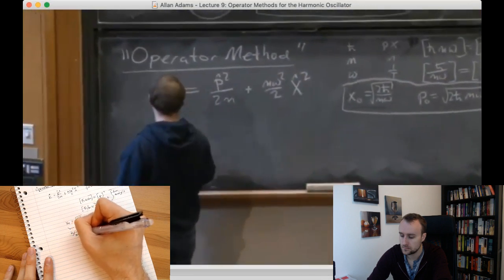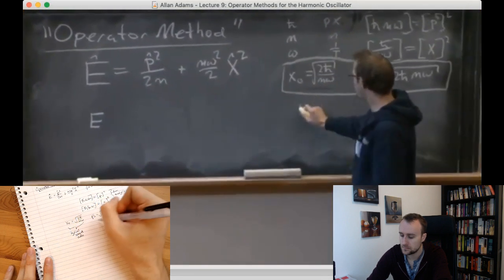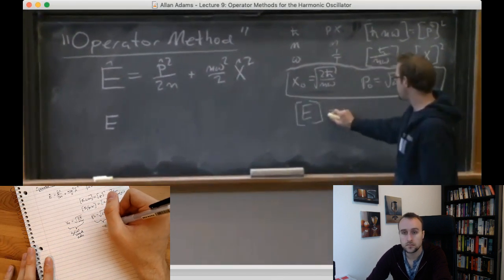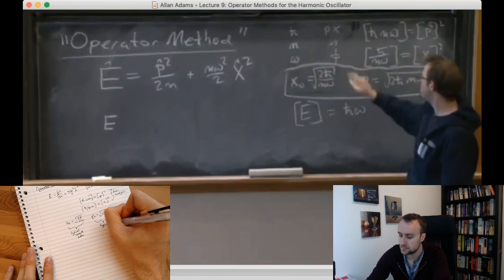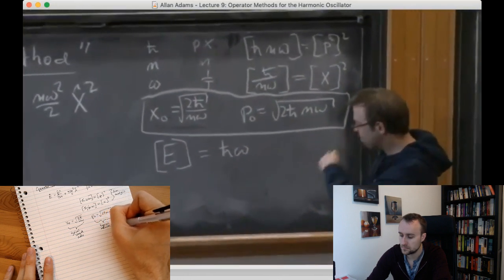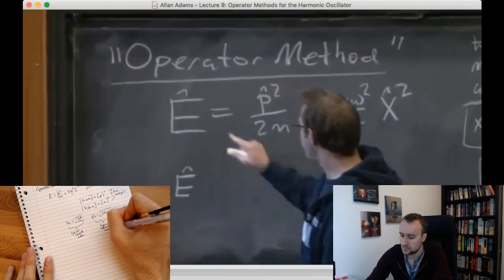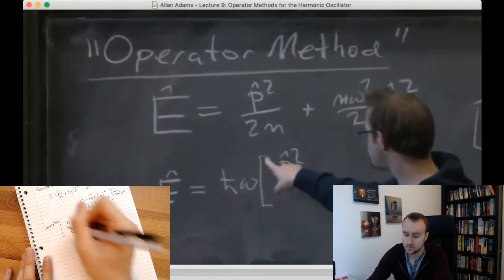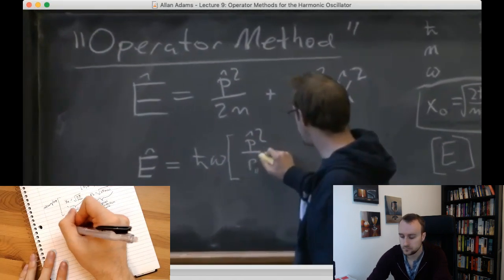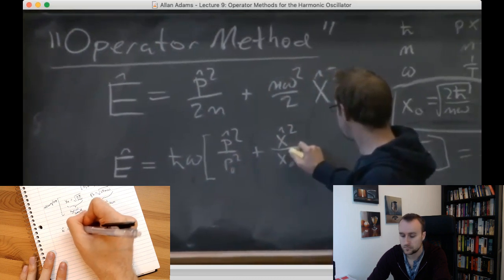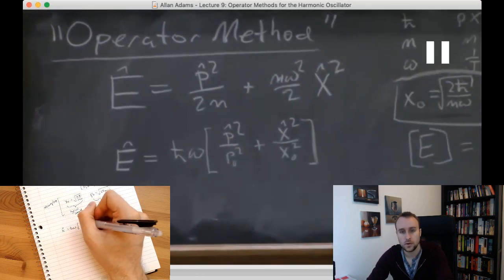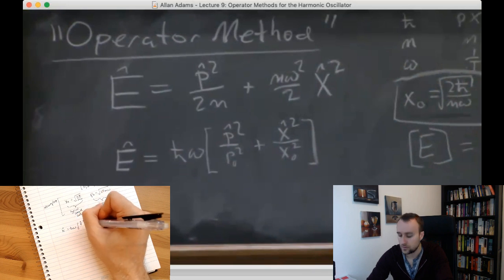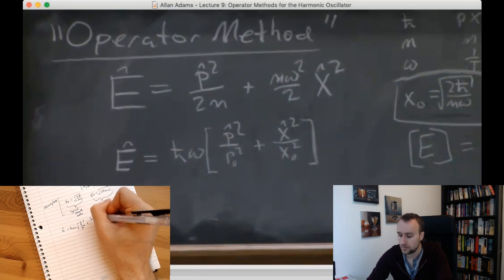Okay, so with that, we can rewrite this energy. Oh, sorry, there's one last energy. We can write a thing with energy, which is equal to h bar omega, and this times frequency gives us an energy. So we can rewrite this energy operator as h bar omega times a dimensionless quantity, which turns out to be p squared over p naught squared plus x operator squared over x naught squared. So that's convenient.